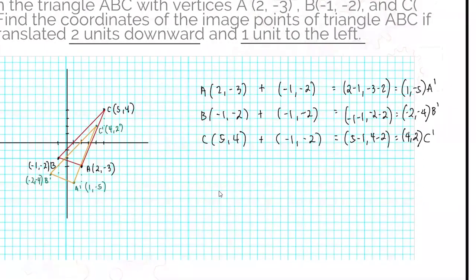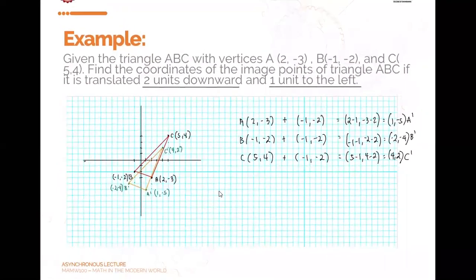So, if we check yung graphical solution natin and yung new solution natin, for A prime is 1, negative 5. So, let us look here. So, 1, negative 5. So, correct. So, negative 2, negative 4. So, we have negative 2, negative 4. So, same. And last is 4, 2. So, we have dito 4, 2. So, that's it. So, that is our solution for this particular example. Okay? So, that is translation.